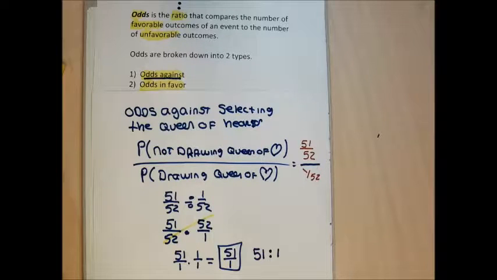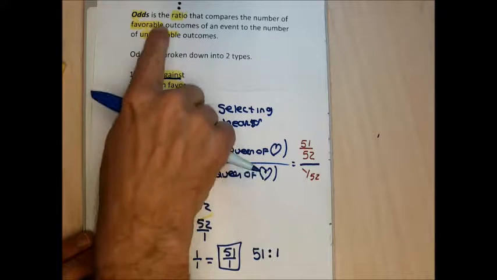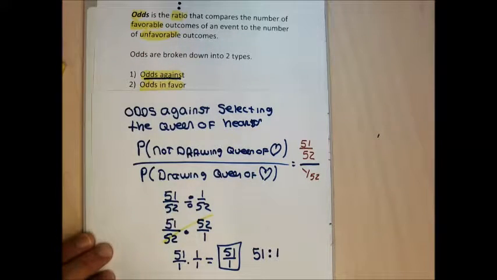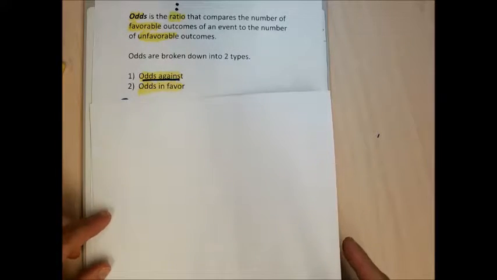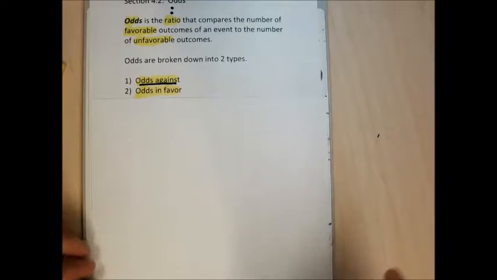All odds can be computed from probabilities, but we don't have to use probabilities to compute odds if we can find the number of favorable and the number of unfavorable outcomes for an event. We can do the odds by just taking numbers and writing them down. Let me try to do another example for you, and maybe let's stay in the world of cards.